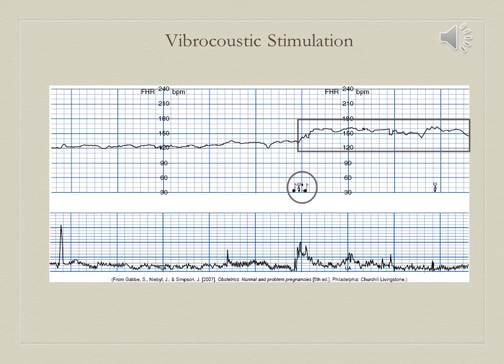And here you see musical notes. Now I've circled them so they're easy for you to identify. The musical notes indicate use of the vibroacoustic stimulator.